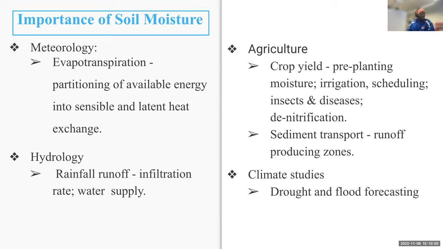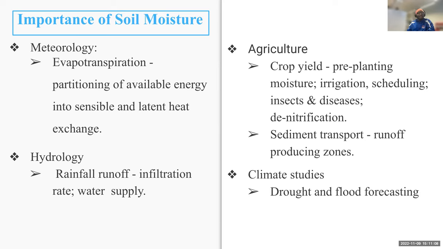In hydrology, soil moisture is important in infiltration. Infiltration rate, it can slow down the infiltration of the water, because if the soil is saturated, there will be less infiltration of the water into the soil. So you tend to have more water, which can be used for other things.